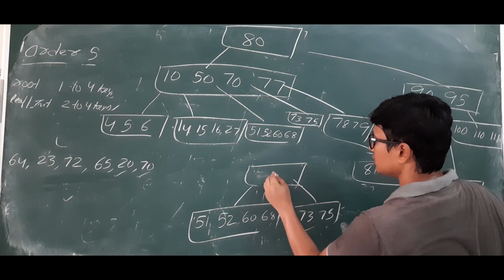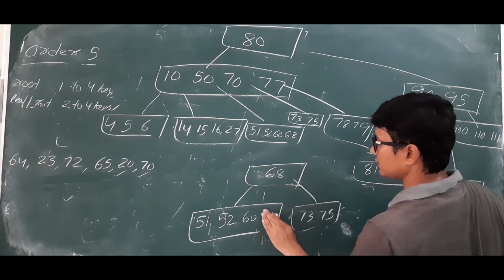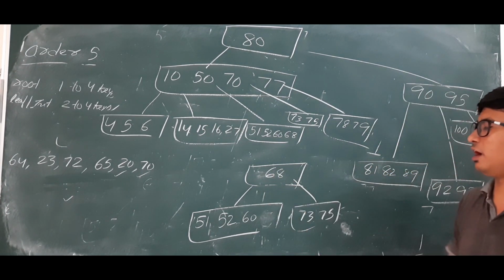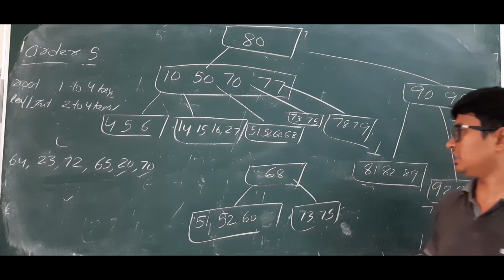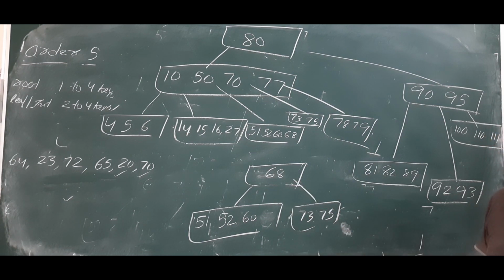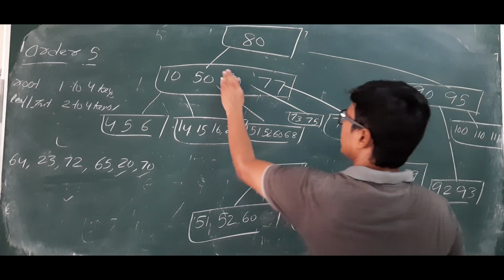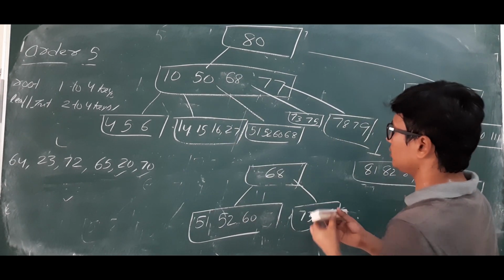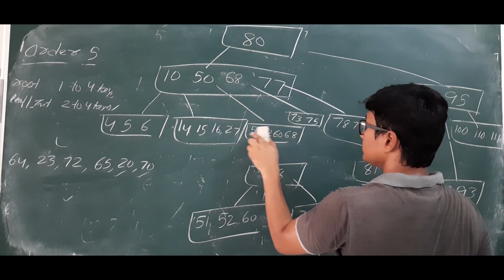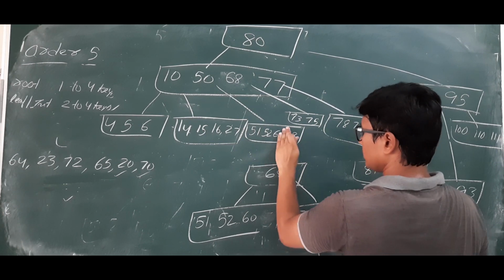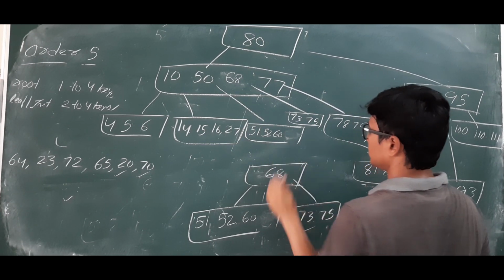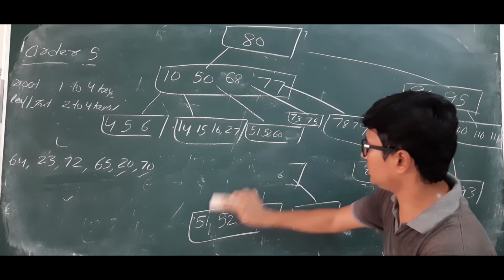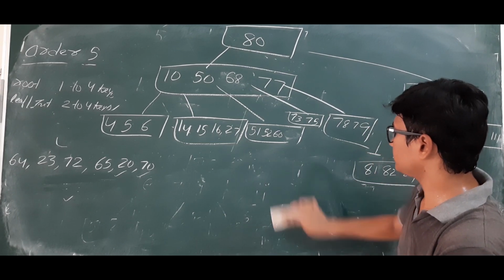So if I replace it with 68, you will have 68 here, and to the left of it you will have 51, 52, 60. To the right of it you will have 73 and 75. So I will write it here. You have 68, and to the left of it you have 51, 52, 60, and to the right of it you have 73 and 75.